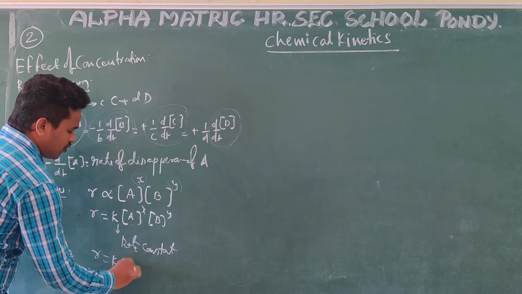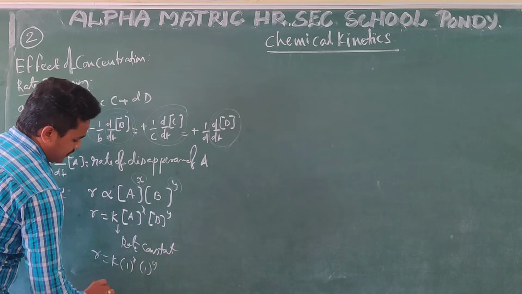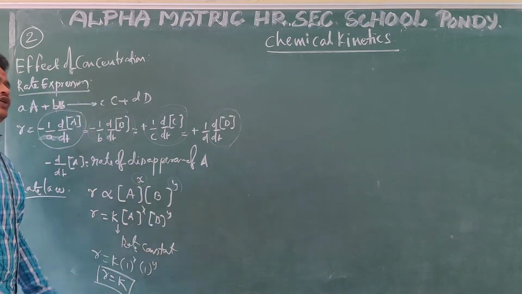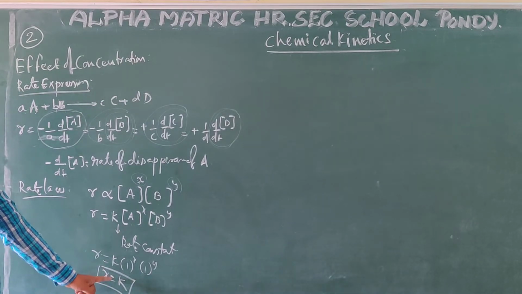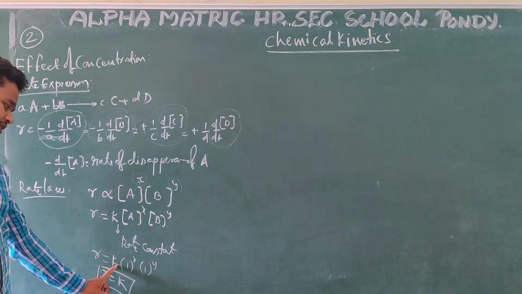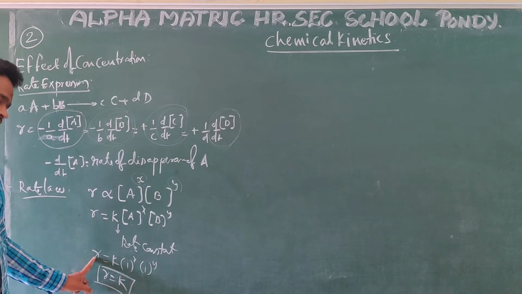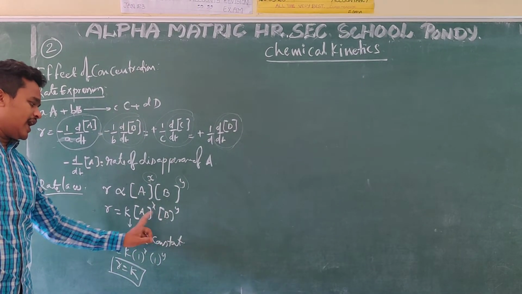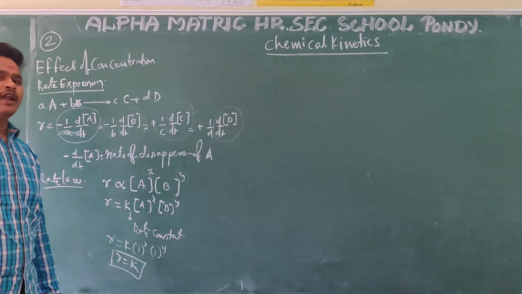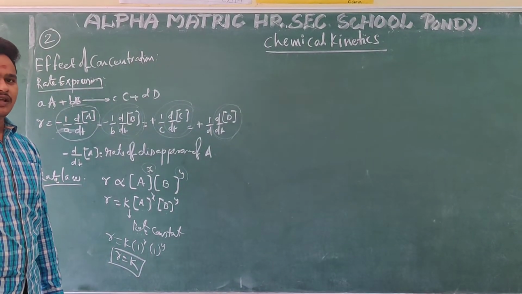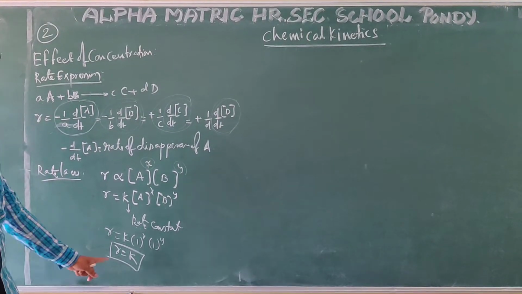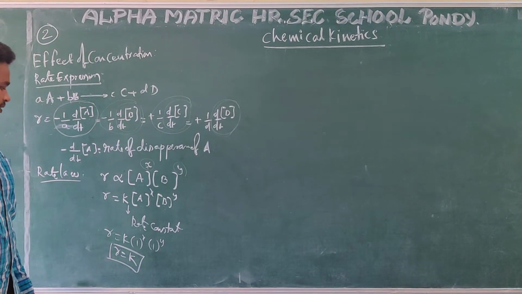K is equal to 1 power x, 1 power y. So R is equal to K. If you want to define the rate constant, how can you define it? Rate constant is nothing but the rate of reaction when the concentration of the reactants is unity. Rate of a reaction at unit concentration of reactants is called the rate constant.